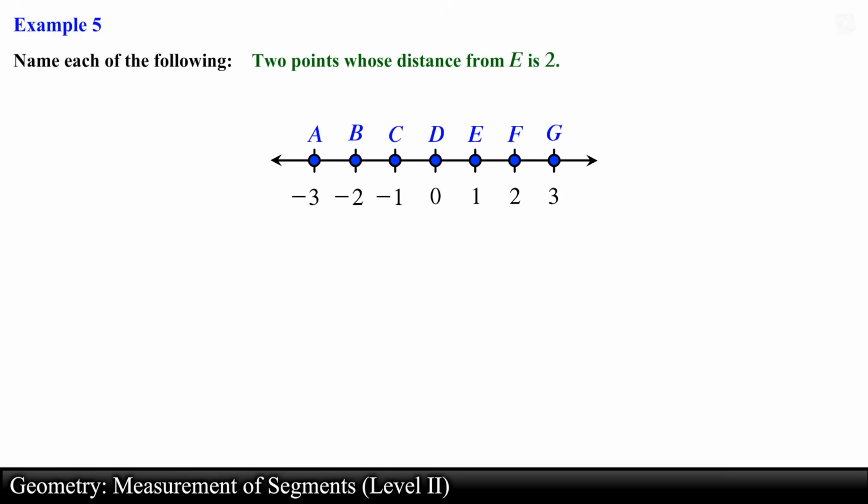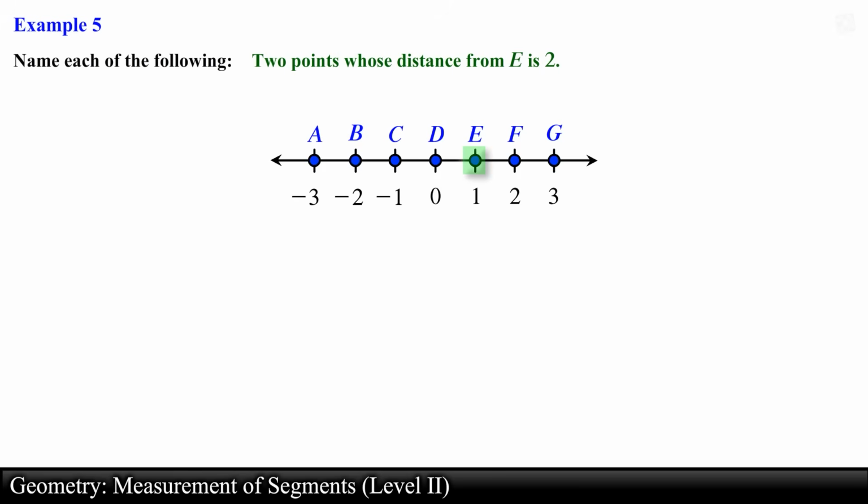2 points whose distance from point E is 2. Now we need to determine which 2 points are 2 units away from point E. Since we can only move either left or right in a number line, all we need to do is to find the points that are 2 units away in both directions.